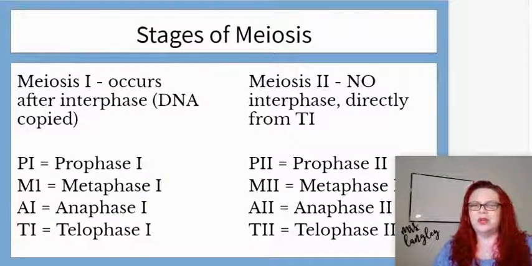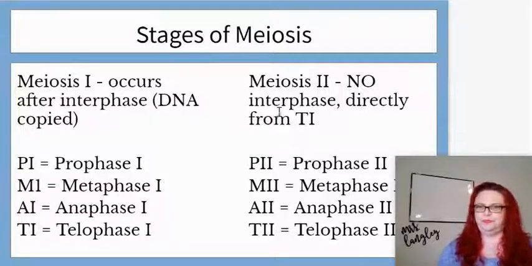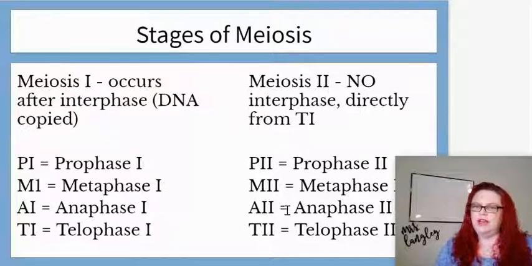Okay, here's our quick way to look at those. We have interphase, which always happens first, then prophase 1, metaphase 1, anaphase 1, telophase 1. Then we have meiosis 2, no interphase. So from telophase 1 directly to prophase 2, metaphase 2, anaphase 2, and telophase 2.